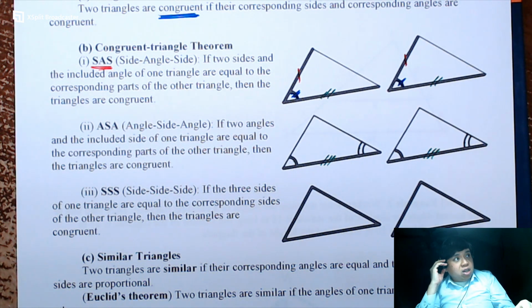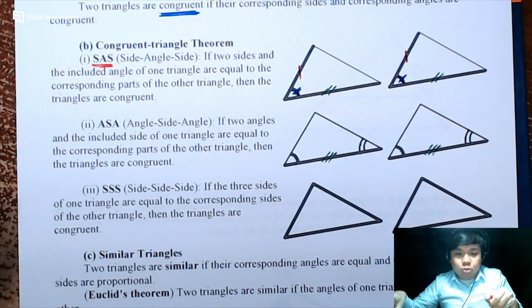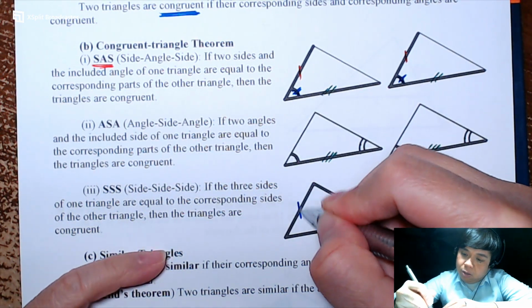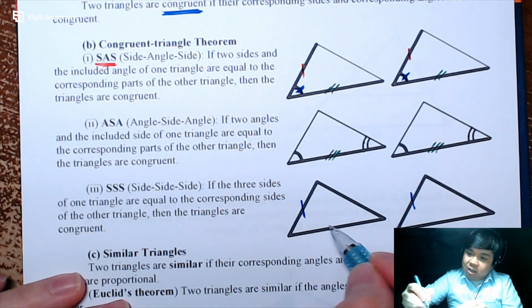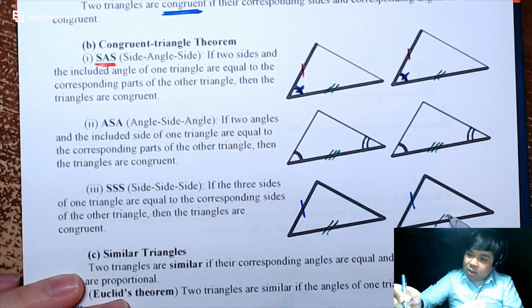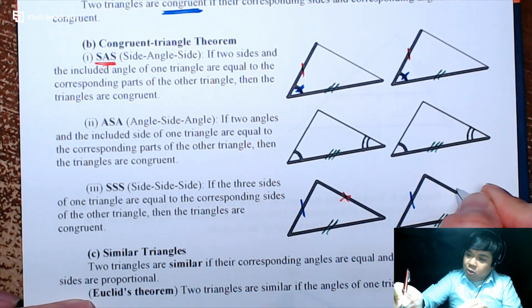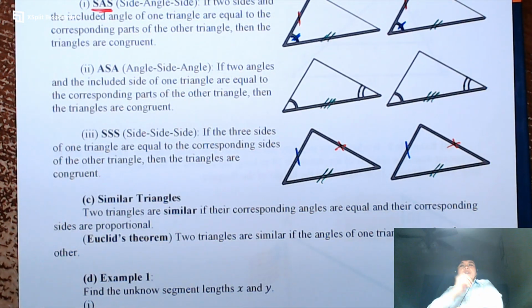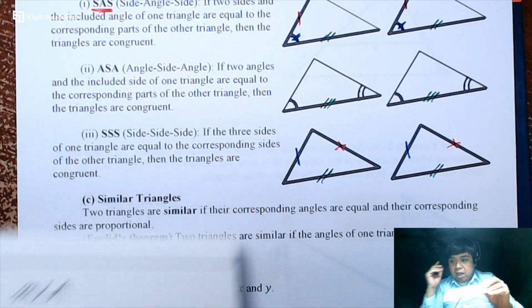And the last one is side, side, side, meaning all 3 sides are equal to each other. The corresponding sides are equal. I should mark corresponding sides. That equal to that, and this equal to this, and this equal to that. So 3 corresponding pairs of equal sides, they're equal. That's side, side, side.